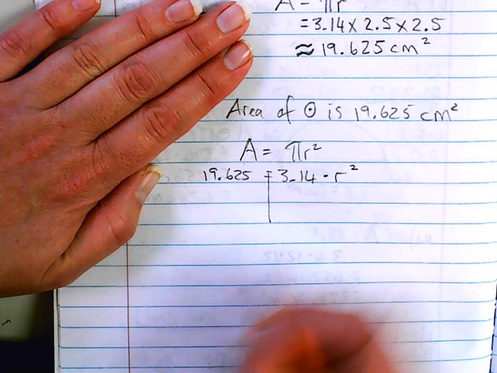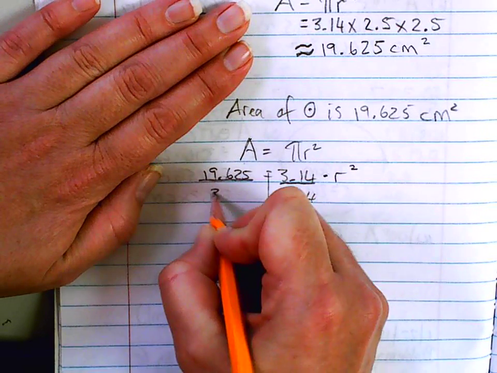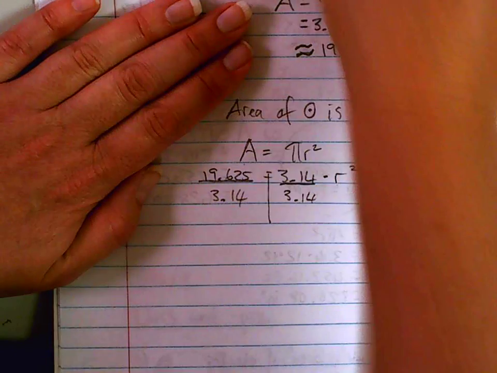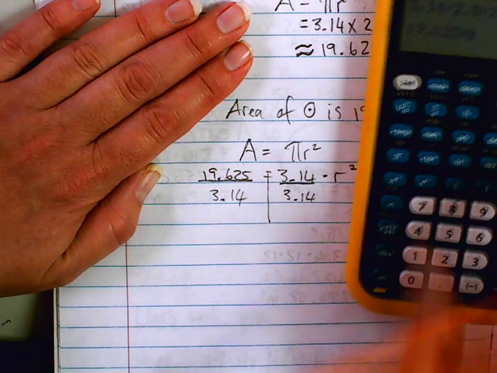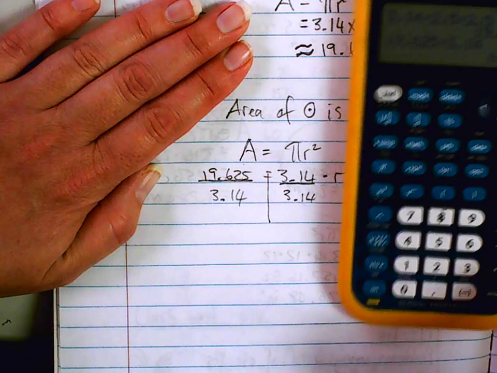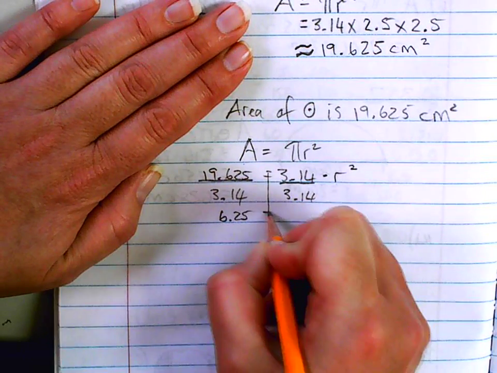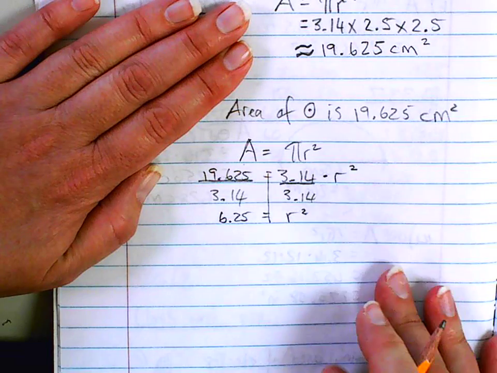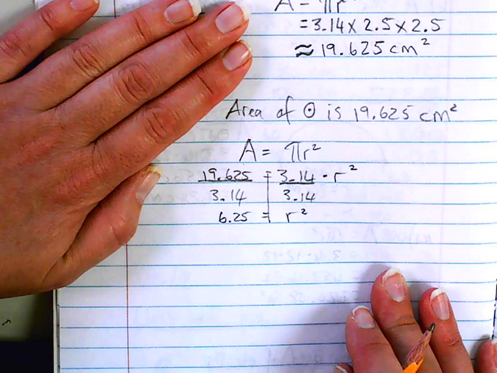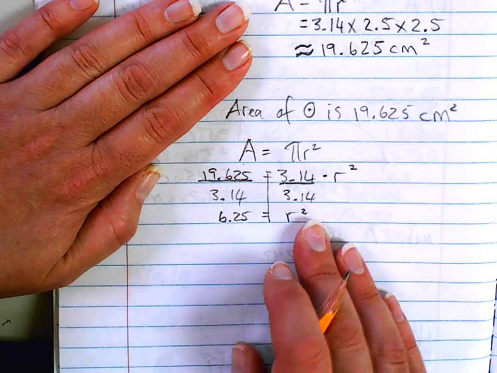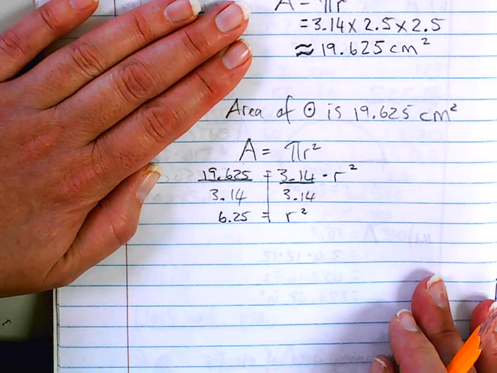Old news, man, old news. Divide by 3.14, divide by 3.14, and let's quickly see what that does. 19.625 divided by 3.14 equals 6.25, and it's my radius squared. Okay, so is it possible to get my radius squared as an answer? Yes, it is. I just divide by pi on both sides.